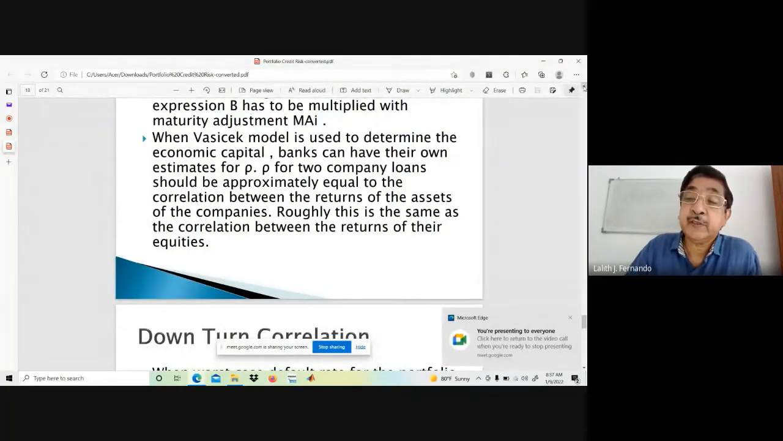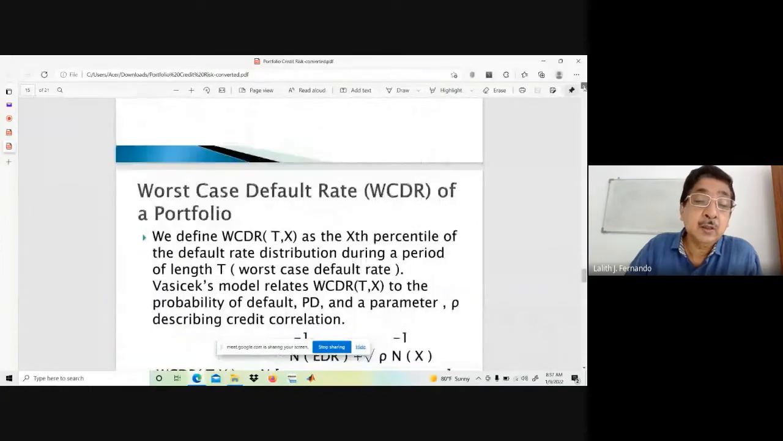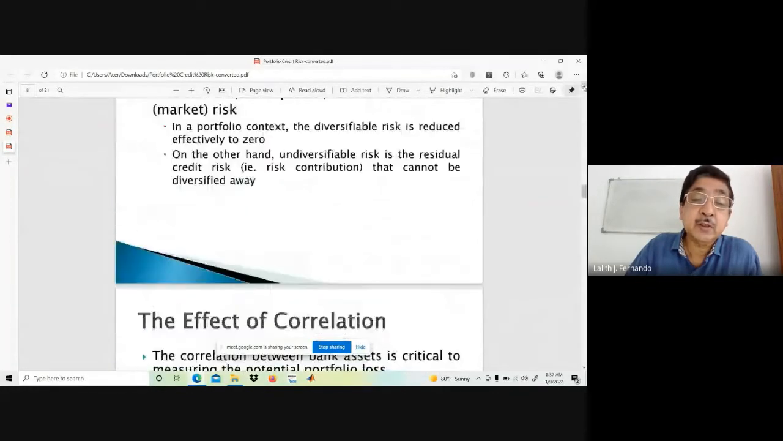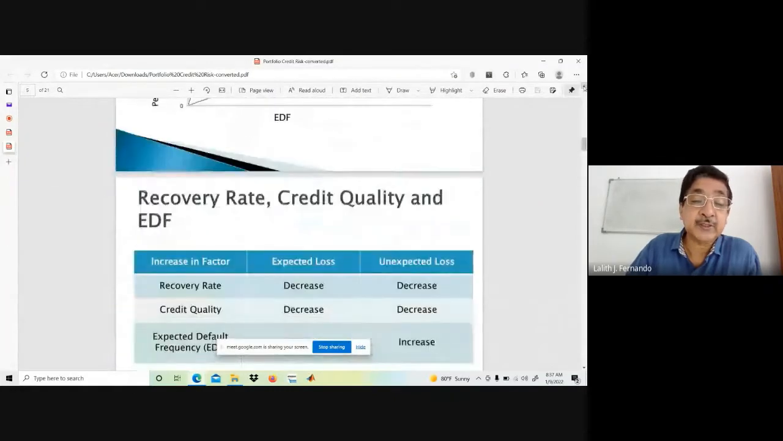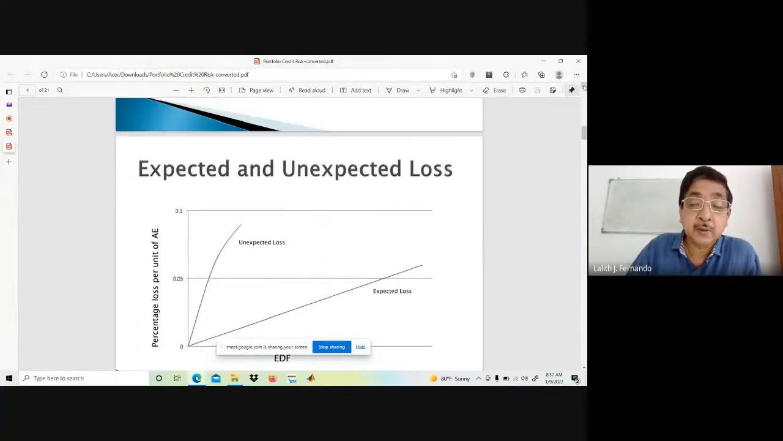Right. The things which I have already explained, I will just show you. Yes. Now the graph. The graph is this.